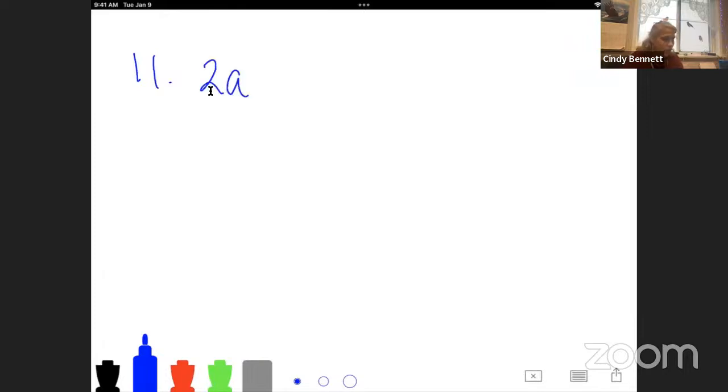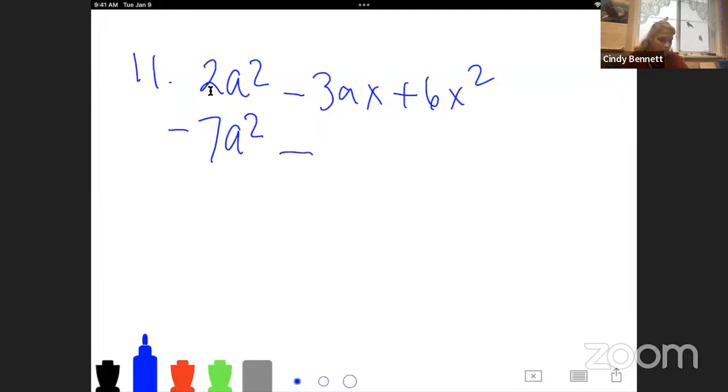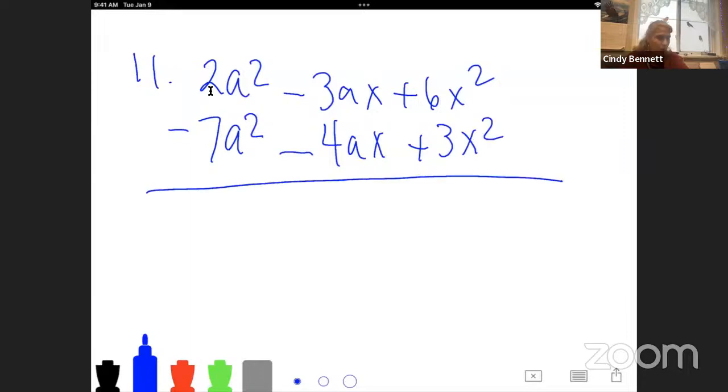Now 11 is 2a squared minus 3ax plus 6x squared. Now you see the minus sign before the parentheses. So that means you have to change the signs of everything inside the parentheses. So I'm going to do that as I write this out on the board. Negative 7a squared minus 4ax plus 3x squared. Okay, so I changed all the signs in the parentheses.